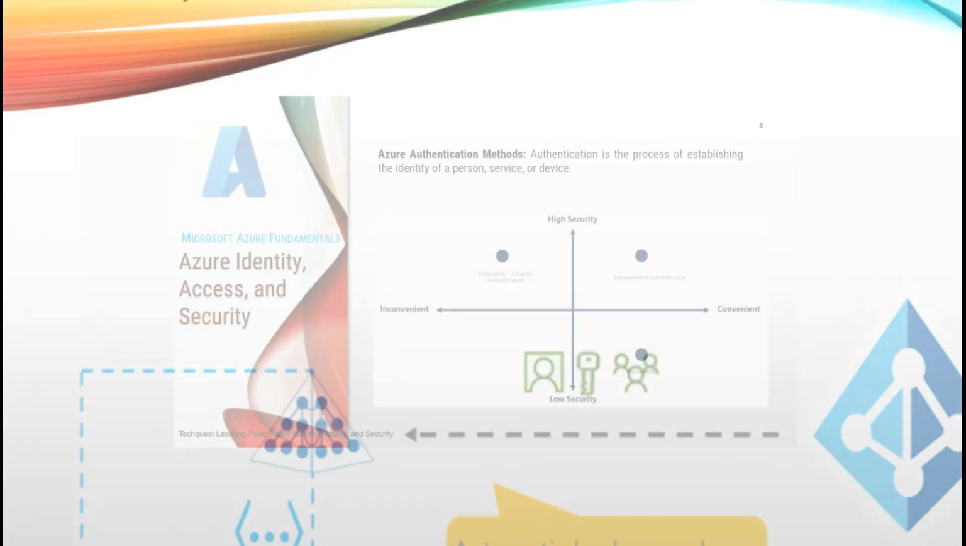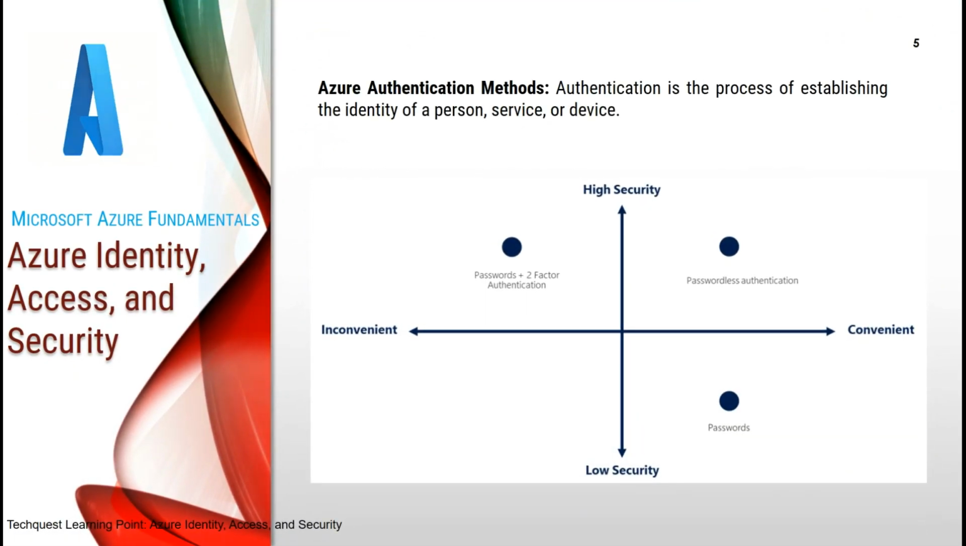Azure Authentication Methods. Authentication is the process of establishing the identity of a person, service, or device. It requires the person, service, or device to provide some type of credential to prove who they are. Authentication is like presenting ID when you are traveling. It does not confirm that you are authorized, it just proves that you are who you say you are.